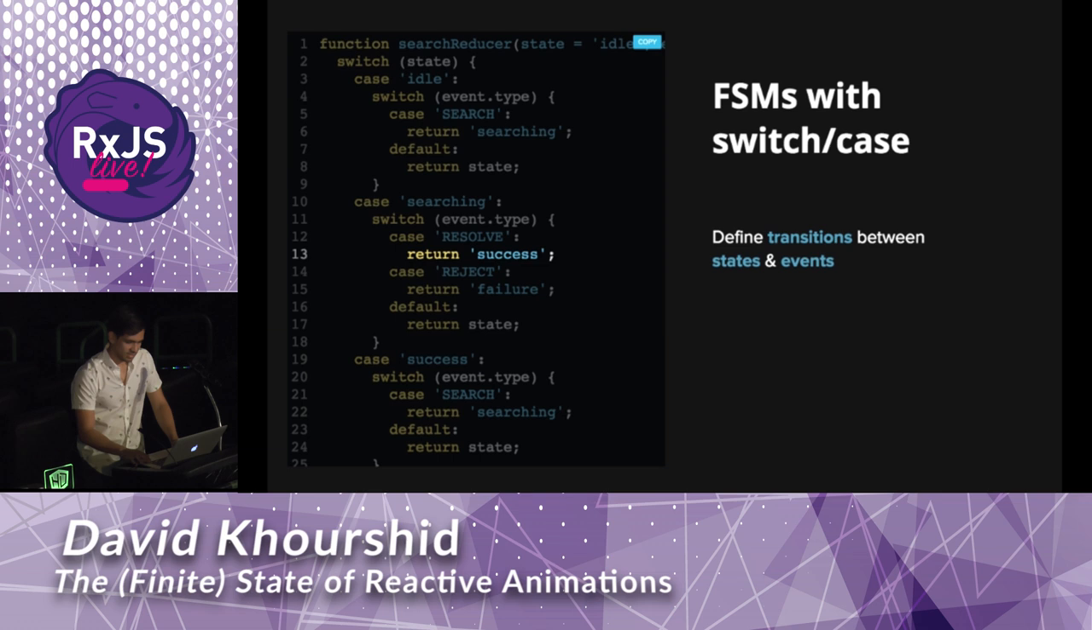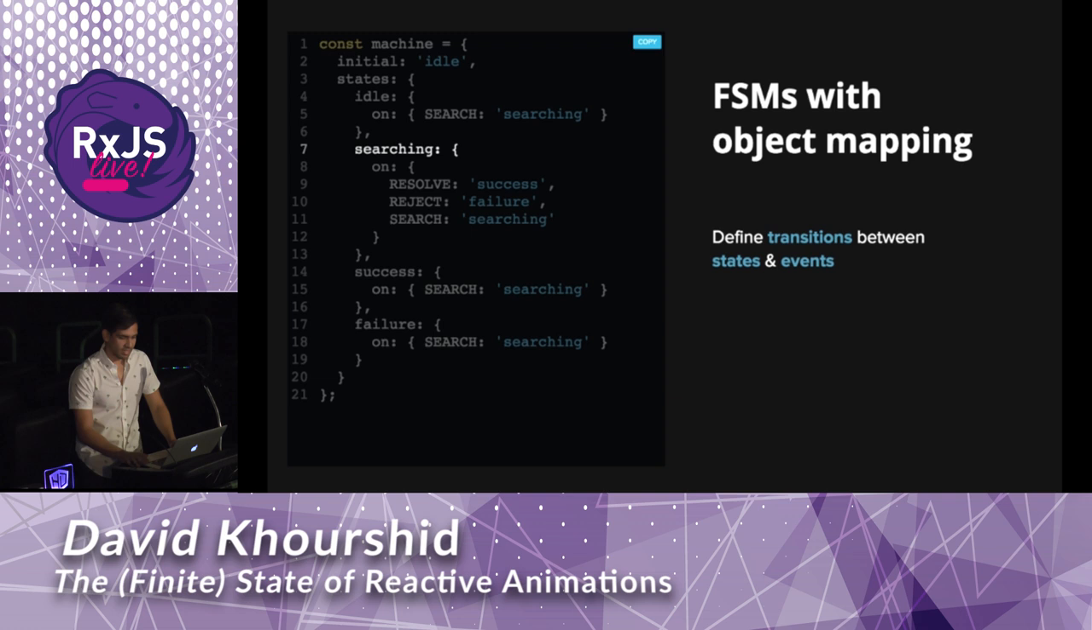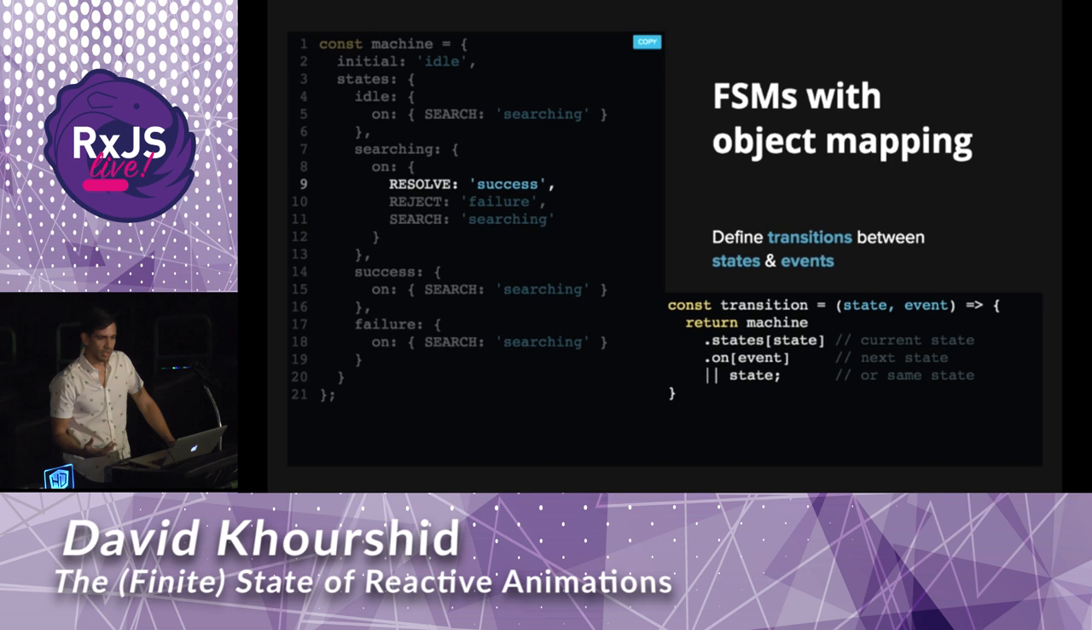But personally, I like to use object mapping, which is essentially a dictionary lookup. For example, let's say you're in the searching state, and you have the resolve event, now you're in the success state. Determining the next state is just a simple function where you take whatever state you're in, and you find the event, if it exists, and the event will tell you what the next state is, or it just defaults to the same state that you were on.